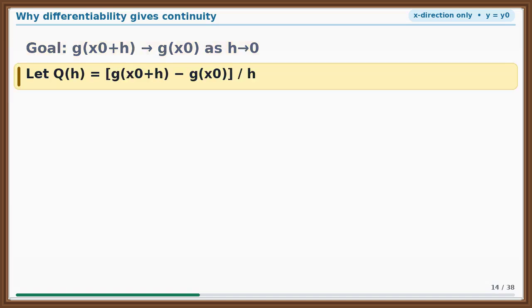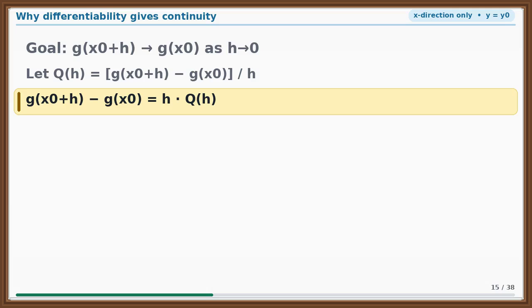Call the difference quotient q of h. Since the derivative exists, q of h approaches the finite number g' of x0 as h approaches 0 through non-zero values. Multiply the quotient back by h. This gives an exact identity. The change in g equals h times q of h. The formula separates a very small horizontal step from a quotient that settles near a finite number.